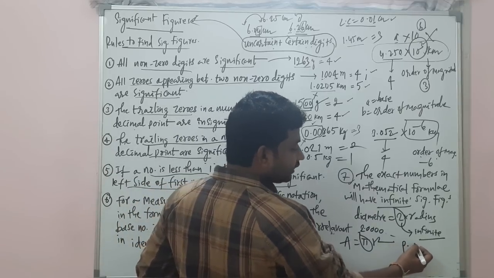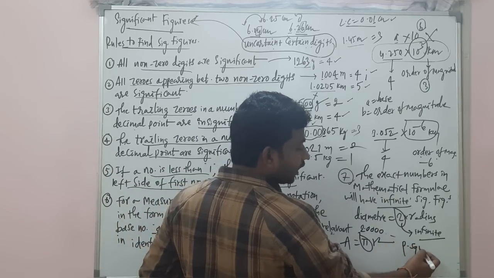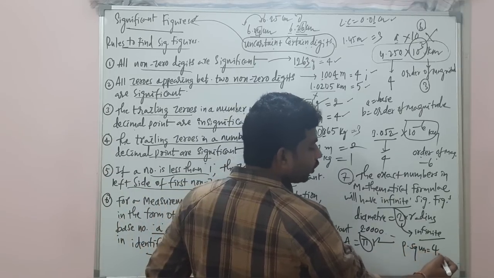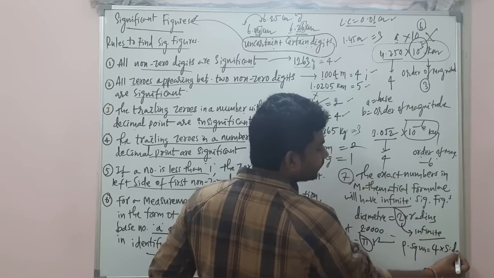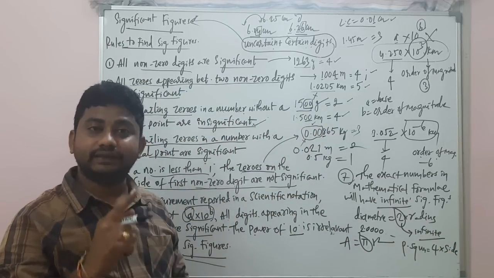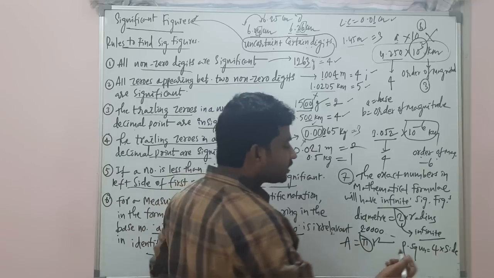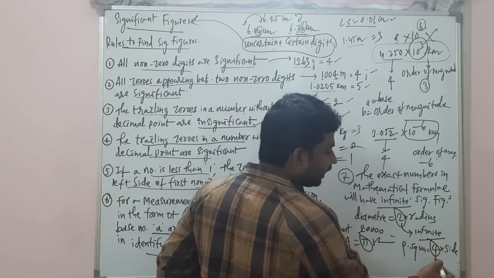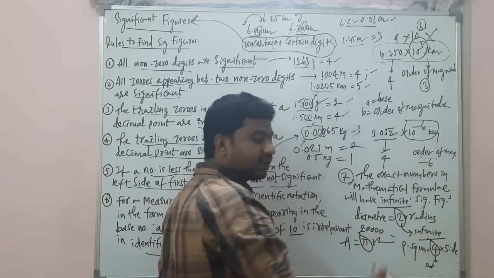Perimeter of the square, I can say, is 4 times the side, yes or no? 4 times the side length. So that's called the perimeter of the square. Here also the 4 will have infinite significant figures.